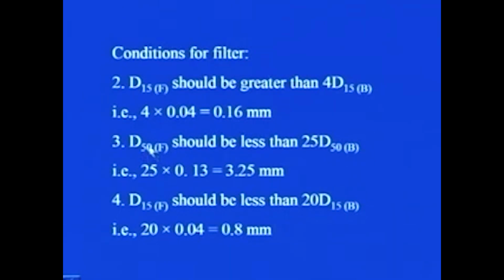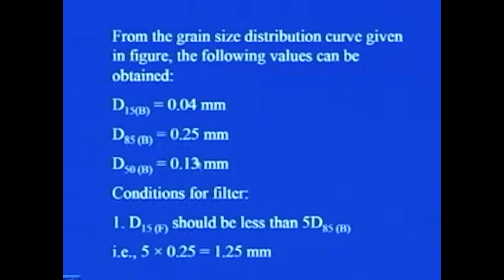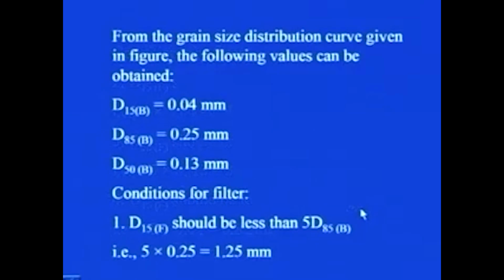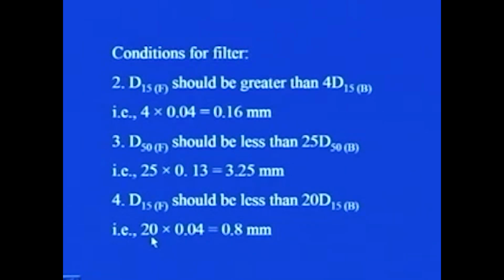Third one was that D50 of filter should be less than 25 times D50 of the backfill material, that is 25 into 0.13. We found 0.13 is D50 of backfill material, it is given in the problem. That works out to be 3.25 mm. Fourth condition was that D15 of filter should be less than 20 times the D15 of backfill material. D15 of backfill material is 0.04 mm, so that will be 20 into 0.04, which is 0.8 mm.